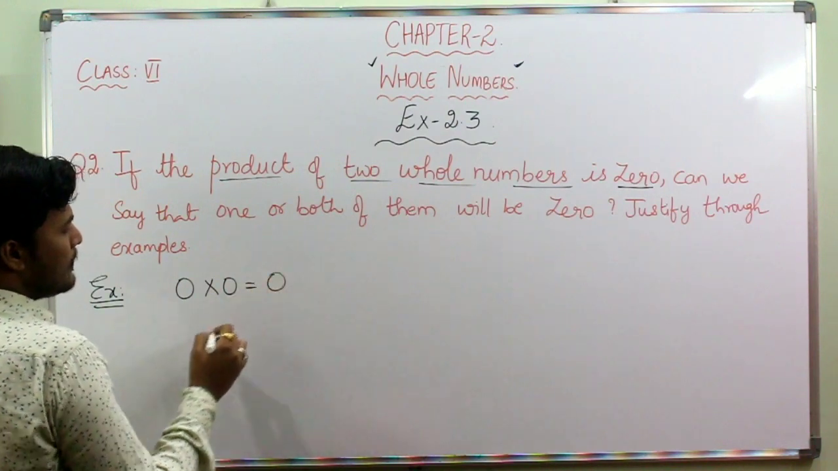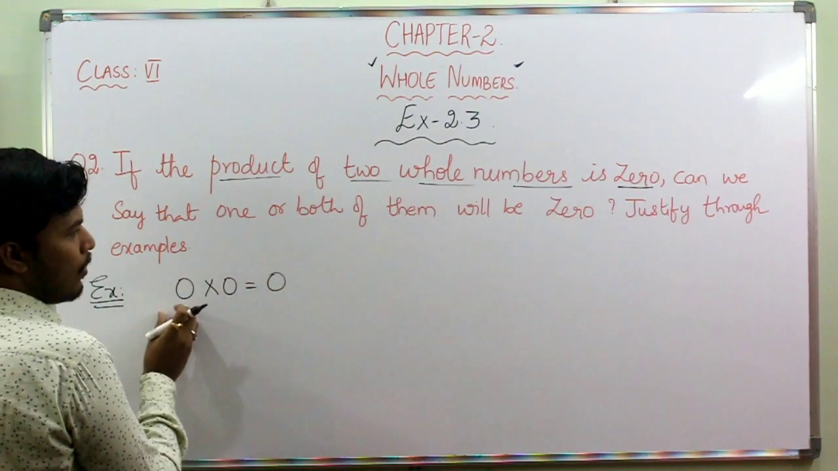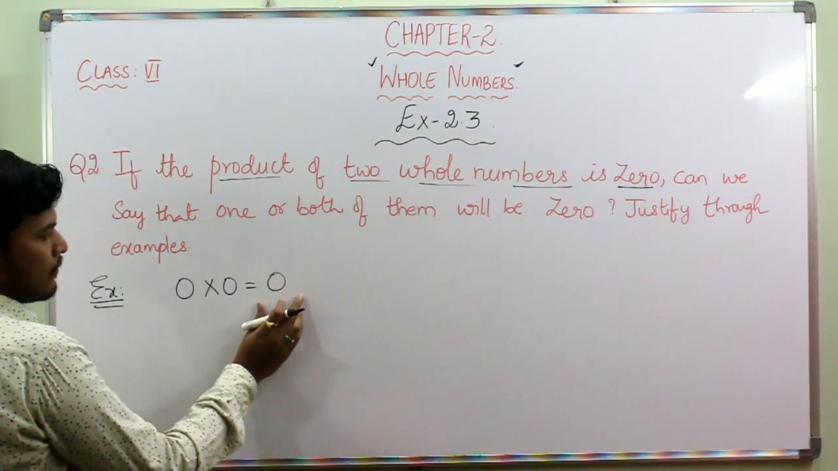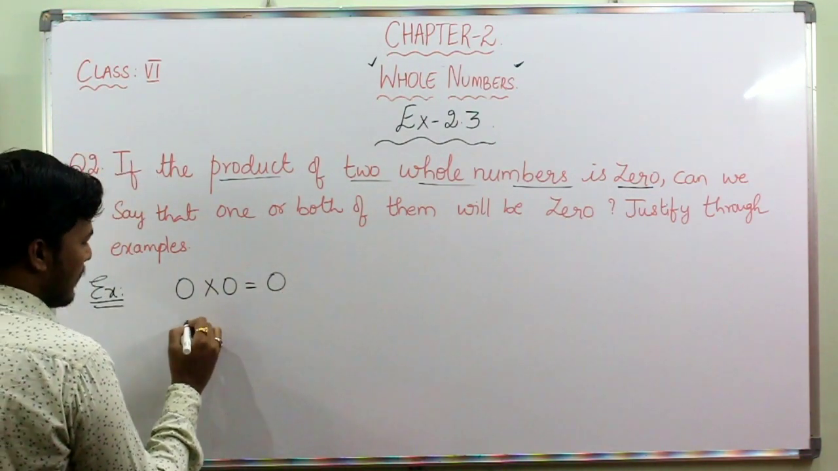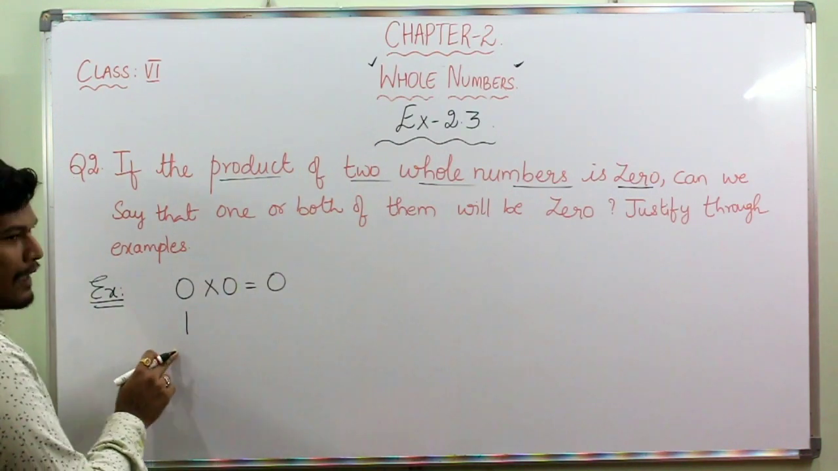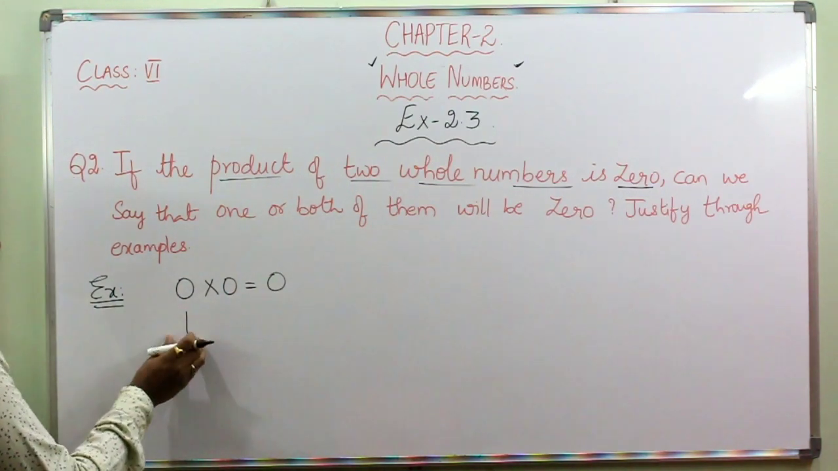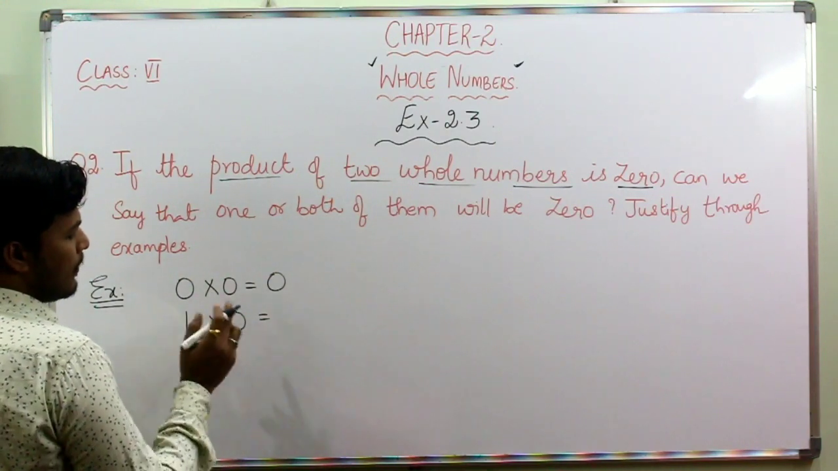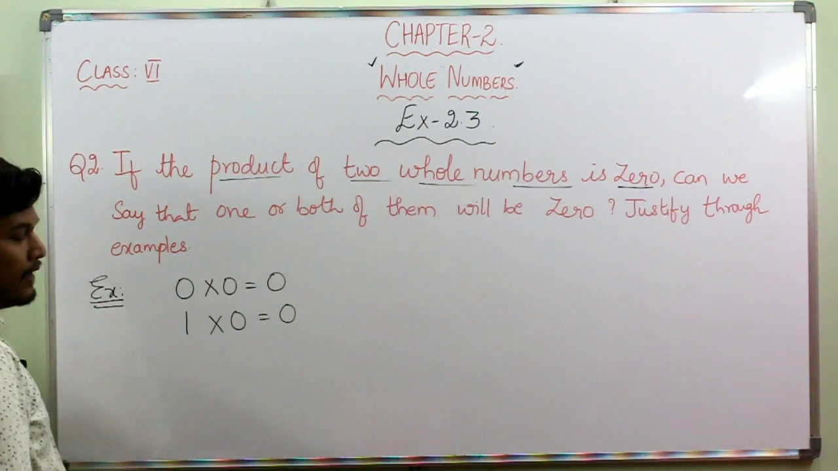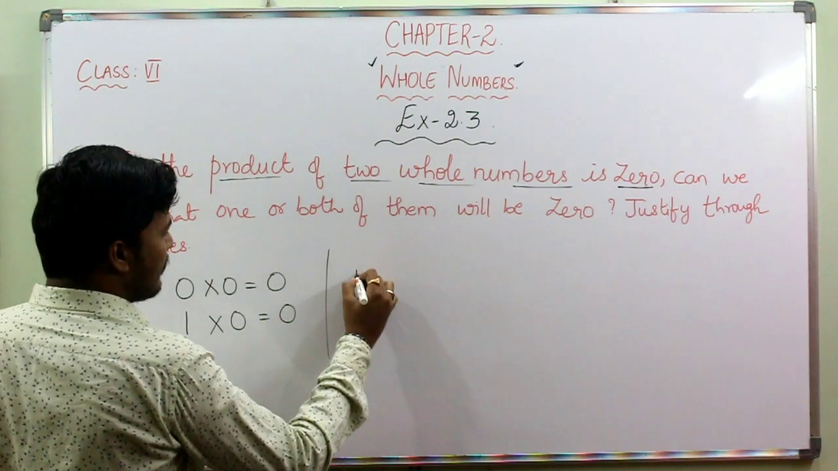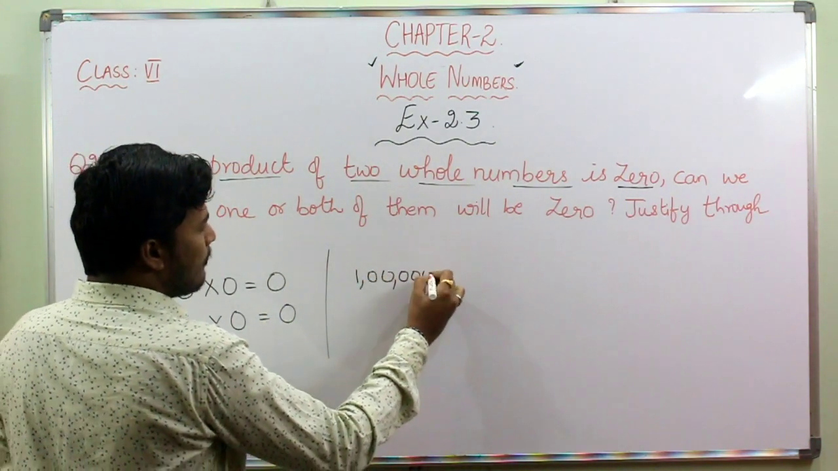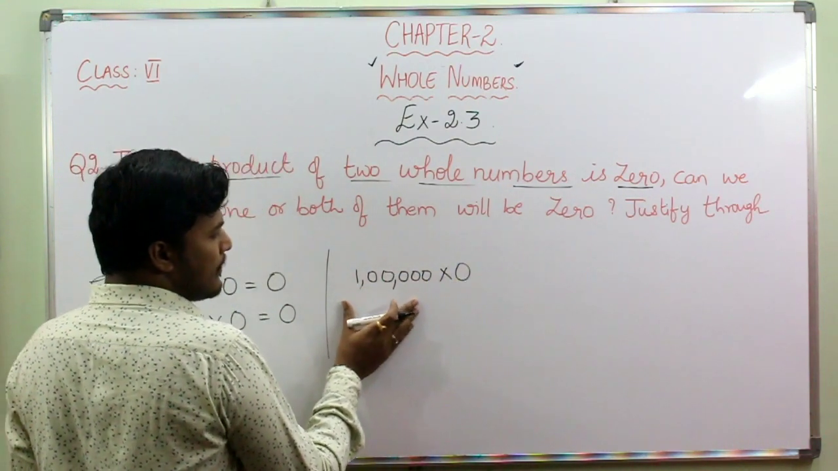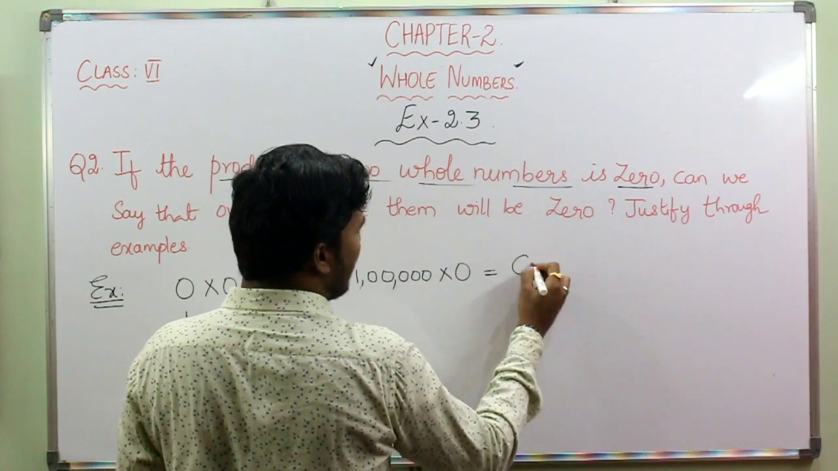This I will be getting as 0. So if I take two whole numbers as 0 and I am multiplying them, the product will also be 0. Suppose let us take one number as a whole number other than 0, and I am trying to multiply it with 0. Any number into 0 will become 0. Or else let us take a big number, let us take 1 lakh. 1 lakh into 0. So this is any other number excepting 0, I am multiplying with 0, I will be getting 0.